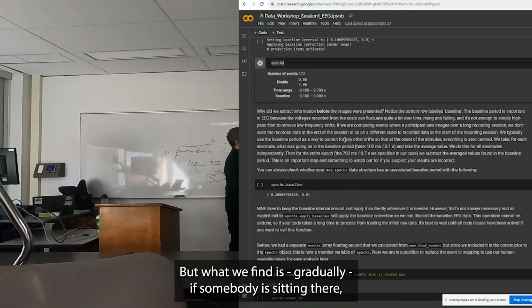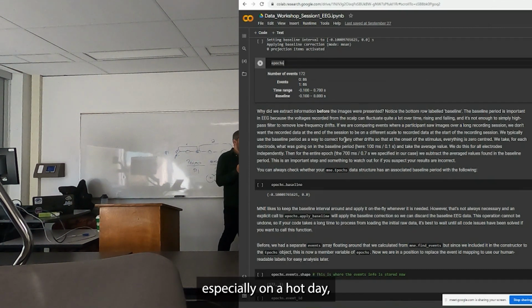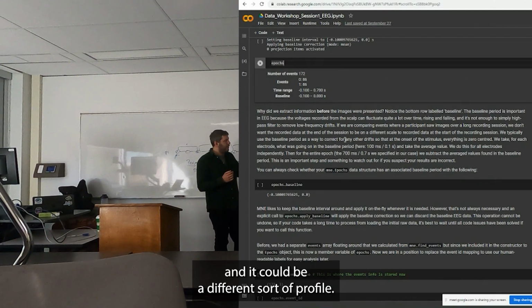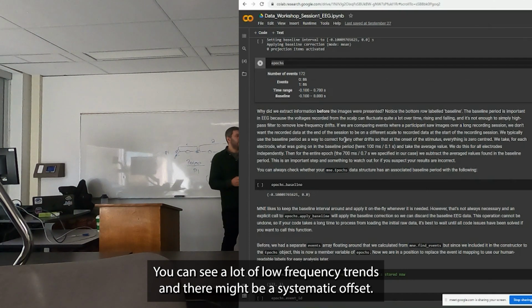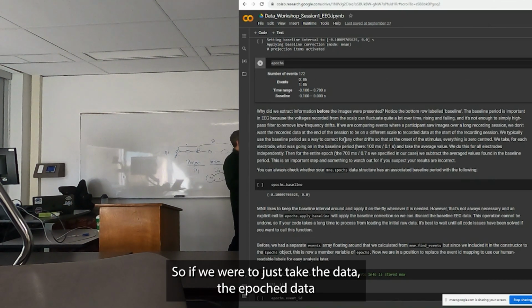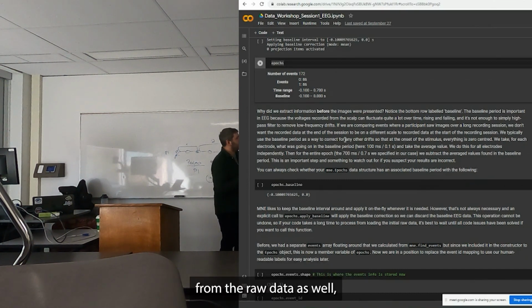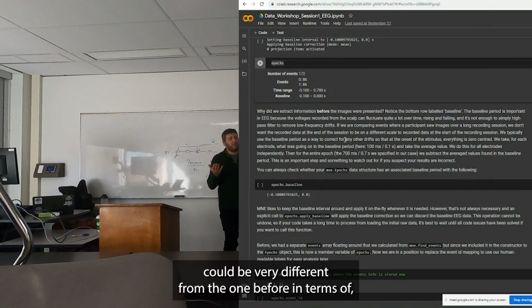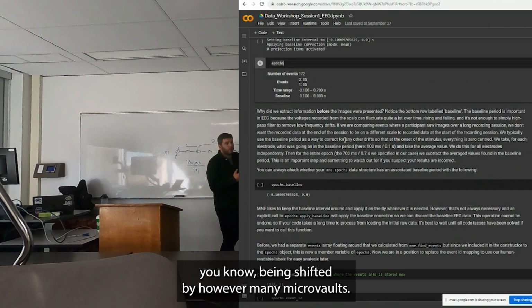But what we find is gradually, if somebody is sitting there, especially on a hot day, the electrodes might start to lose connectivity. There could be a different sort of profile. You can see a lot of low frequency trends. There might be a systematic offset. So if we were to just take the epoch version from the raw data as well, we could find that one presentation of the face at the end of the recording session could be very different from the one before in terms of being shifted by however many microvolts.